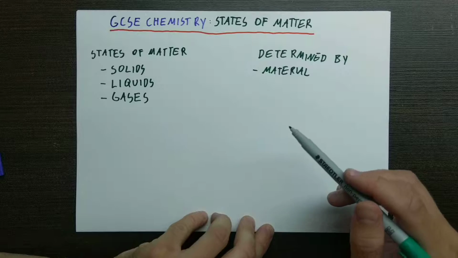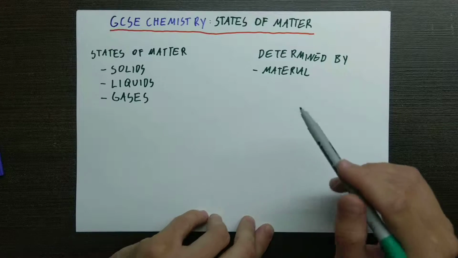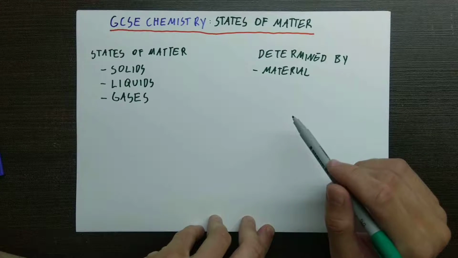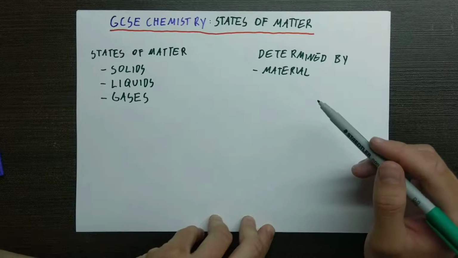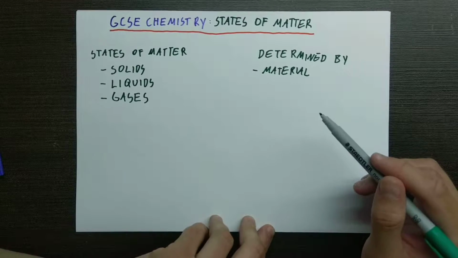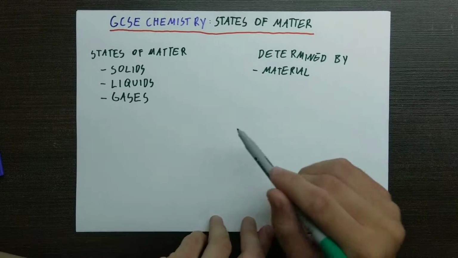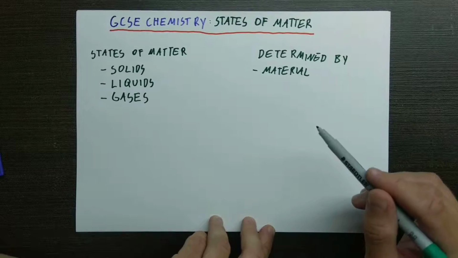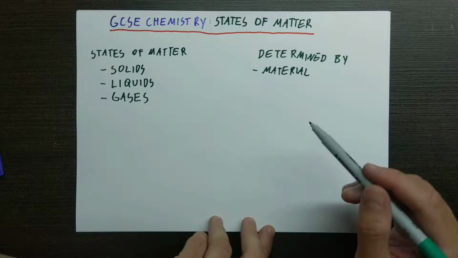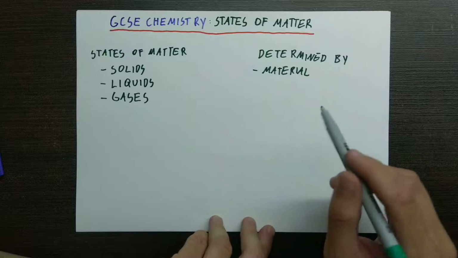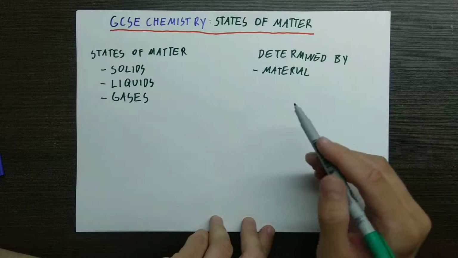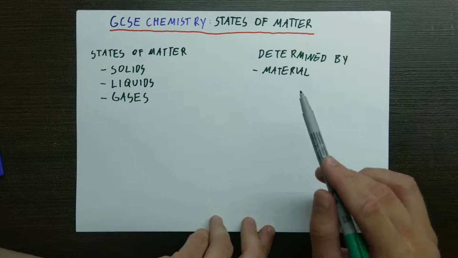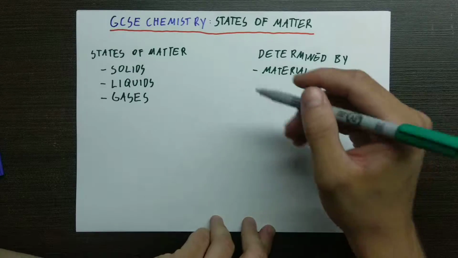For example, ice is a very different solid to solid metal. And that's down to the unique properties of water and unique properties of metal. So these two solids have unique properties and they are actually different. So material can determine the states of matter.